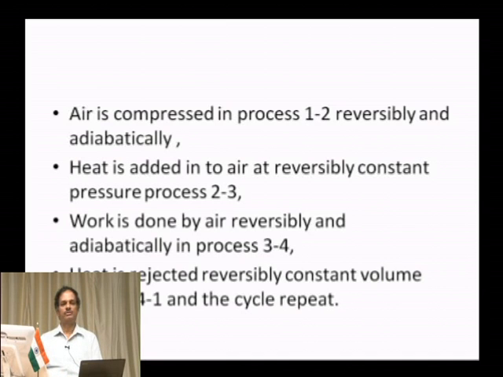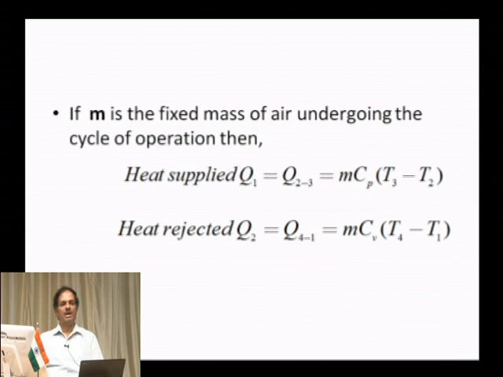Now air is compressed in the process 1-2 reversibly and adiabatically. Heat is added into air at a reversible constant pressure process, that is 2-3. Work is done by air reversibly and adiabatically in process 3-4, and heat is rejected reversibly at a constant volume, that is process 4-1, and the cycle is repeated again. Now m is the mass of the air undergoing the cycle of operation. Then heat supplied Q1 during 2-3 process is mCp (T3 minus T2), because heat is added at constant pressure, where Cp is the specific heat at constant pressure.